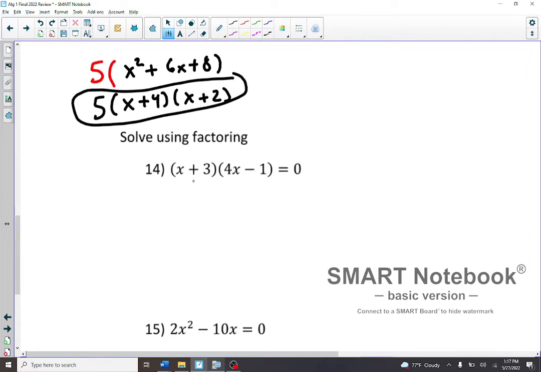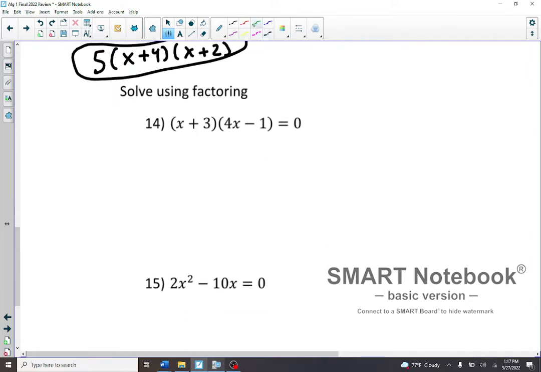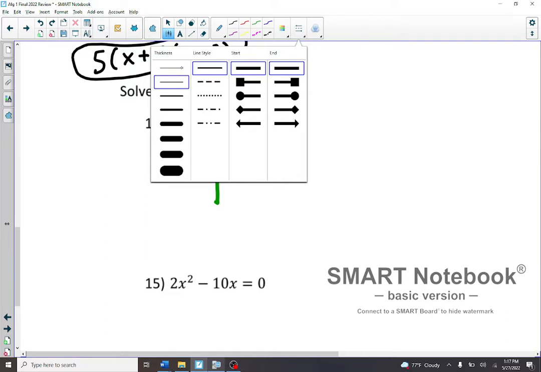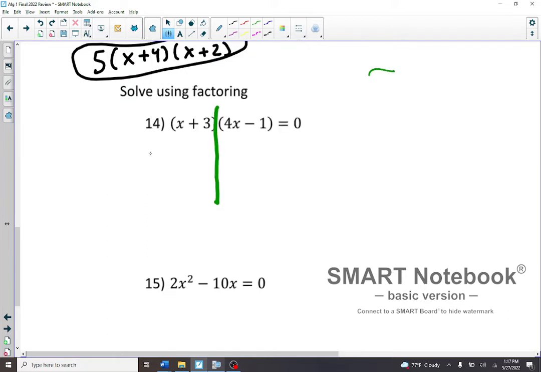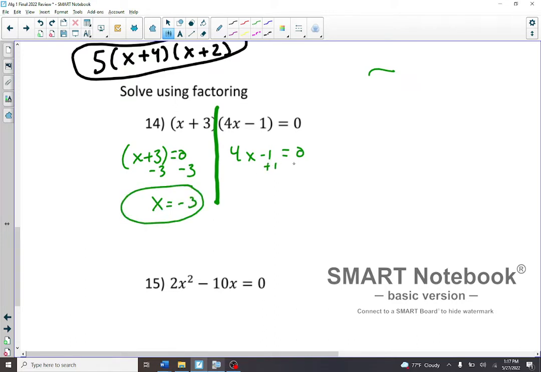All right, let's solve by factoring. Because they are multiplied to each other to equal 0, we could split and solve each one to 0. So in this case, we have x plus 3 equals 0 and 4x minus 1 equals 0. Well, I can subtract 3 on both sides on this side, so it's x equals negative 3. That's one of my answers. And here I would add 1 on both sides. So 4x equals 1, then divide by 4 on both sides. So x equals 1/4. So both of my answers are true.